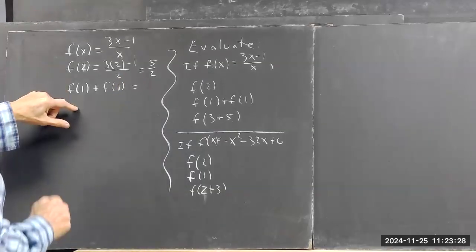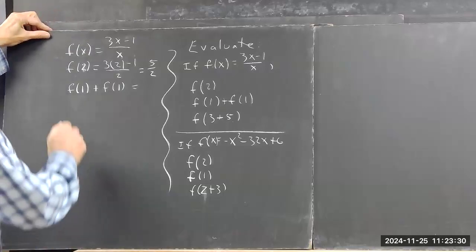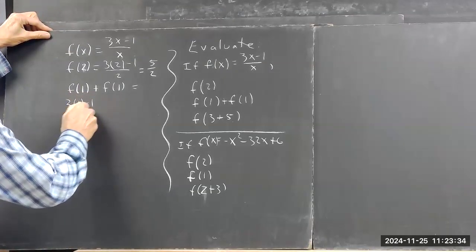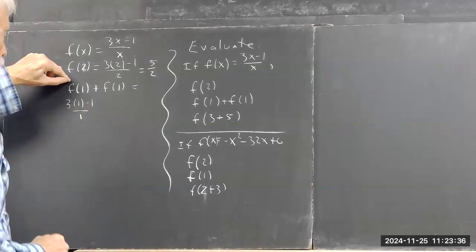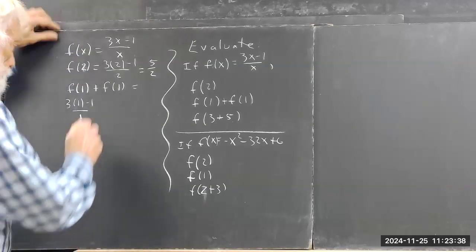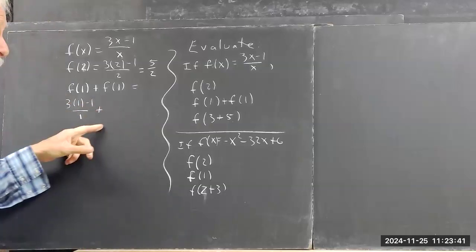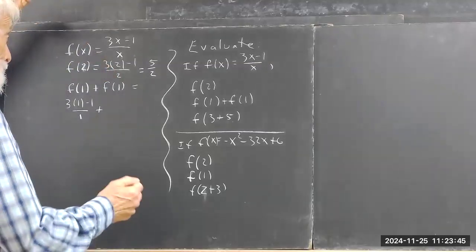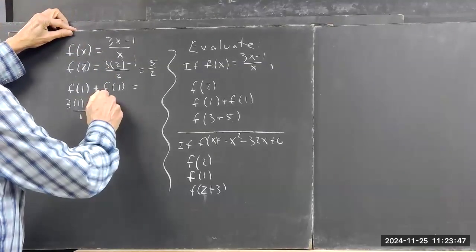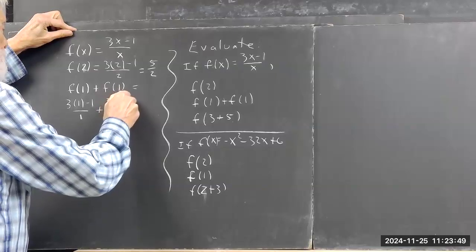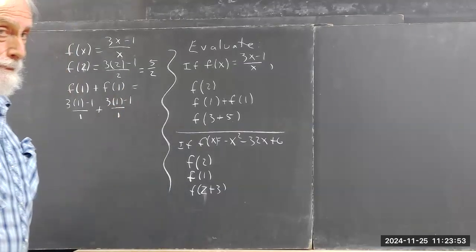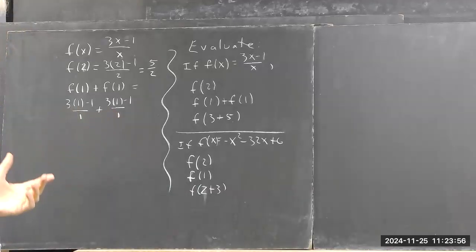Well, for f of 1, we replace x by 1. That takes care of this f of 1. We've got a plus sign here, which we haven't done anything with, right? So we have to do a plus, and then f of 1. What's f of 1? Well, we just saw that it's 3 times 1 minus 1 over 1. So there's nothing mysterious about what goes on here.